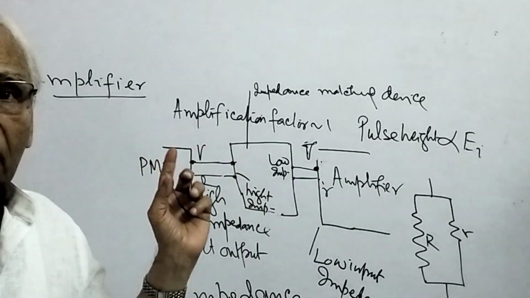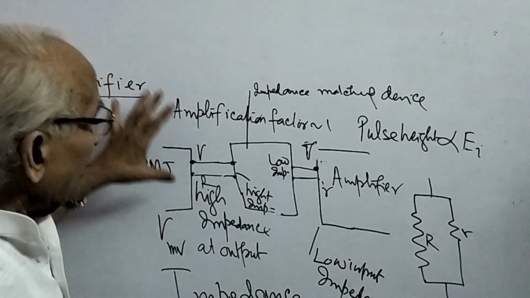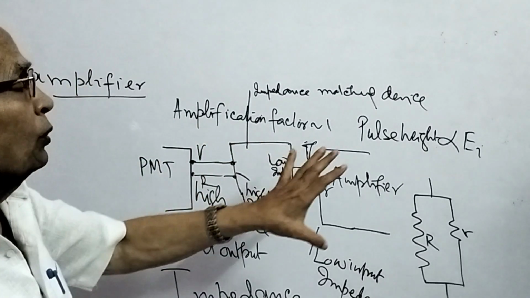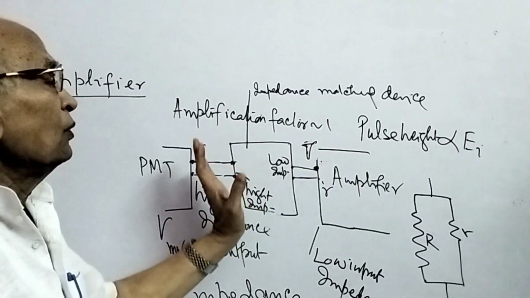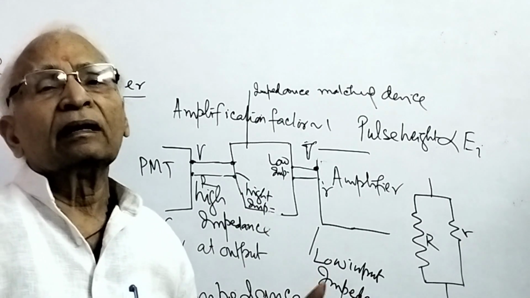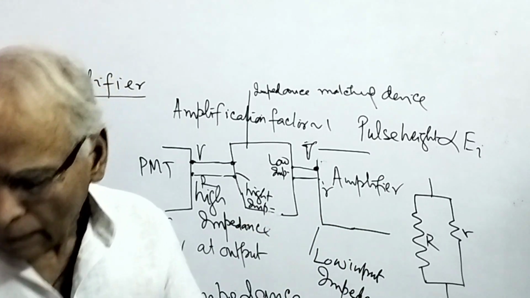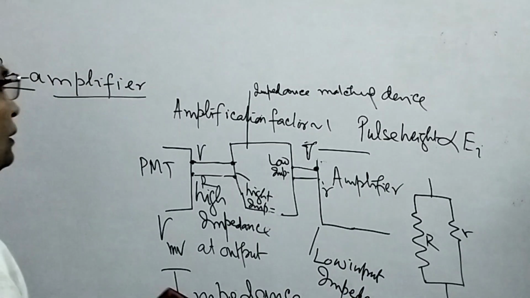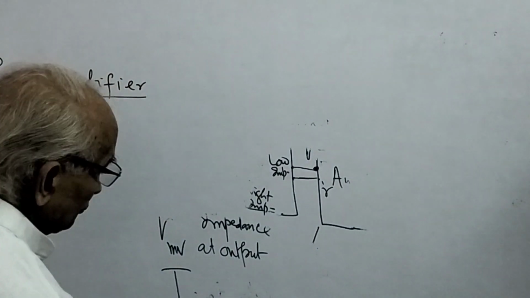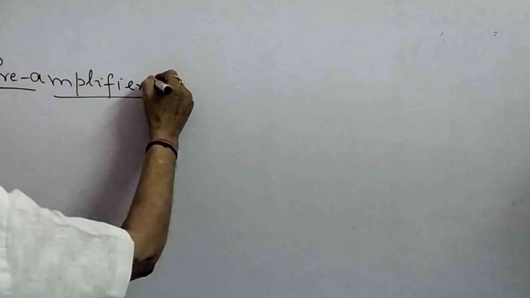Our aim is to get E_i measured accurately, and hence we have to couple a high output impedance photomultiplier tube to a low input impedance amplifier using an impedance matching circuit, which is called a preamplifier. This is just a common base transistor amplifier circuit. You can design it very easily. So this preamplifier is an essential unit.